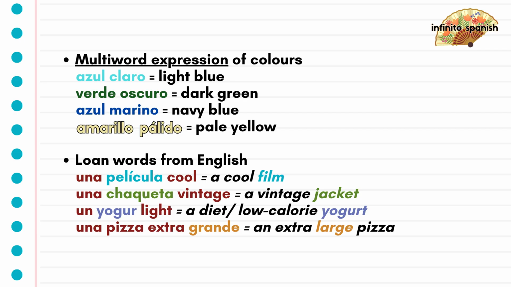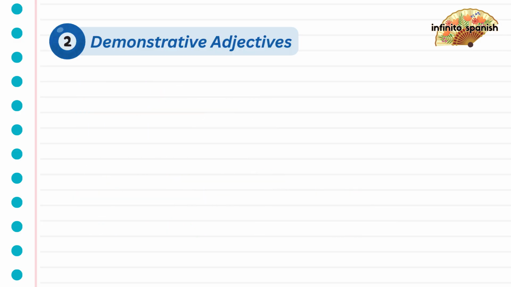We also have loanwords from English. Una película cool, a cool film. Una chaqueta vintage, a vintage jacket. Un yogurt light, a low-calorie yogurt. Una pizza extra grande, an extra large pizza. Here cool, vintage, light, and extra are words taken from the English language. Also keep in mind that you may hear plural forms of some invariable adjectives in day-to-day speech, but not use it formally.